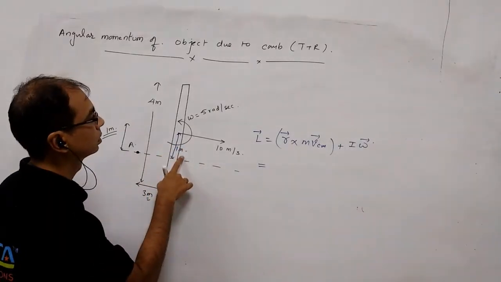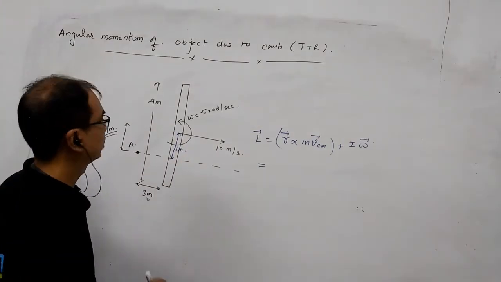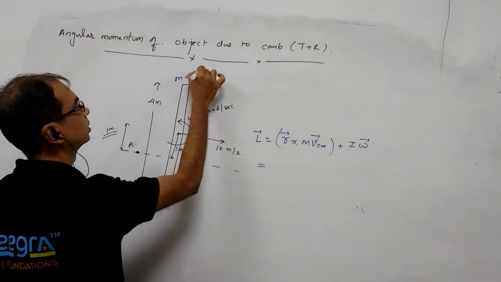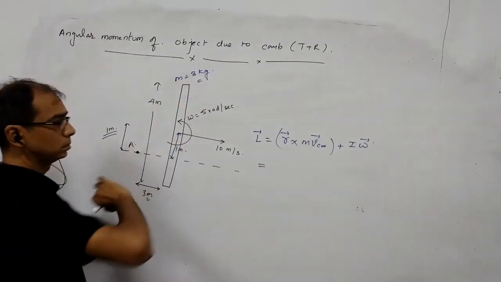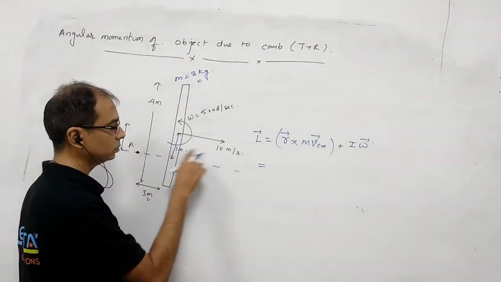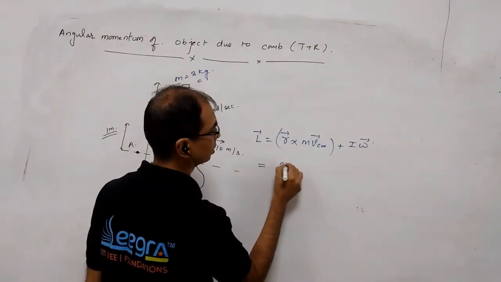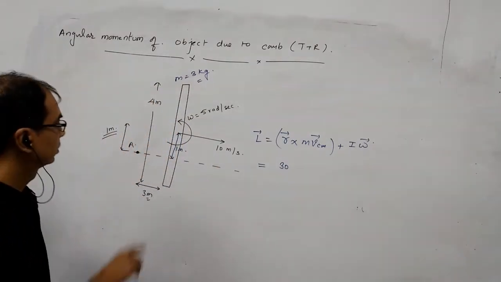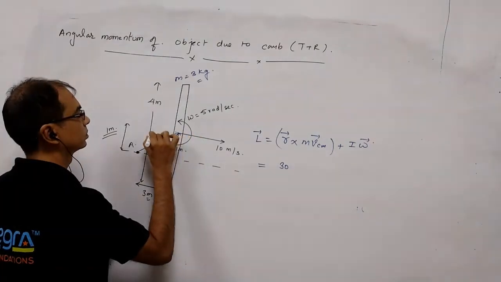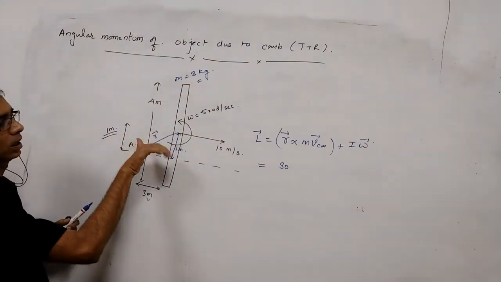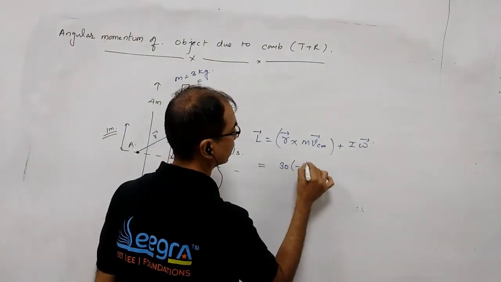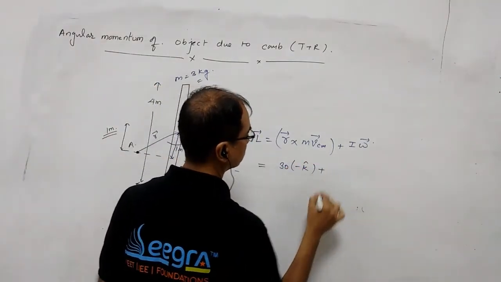So that's 1. M into V means it's mass. Mass I have not given you. Mass you take as 3 kg. So 3 into 10, 30. Into 1, 30 only. But which direction? R is like this. So R is this way, MV, inside. And that's inside, minus K cap, plus I omega.